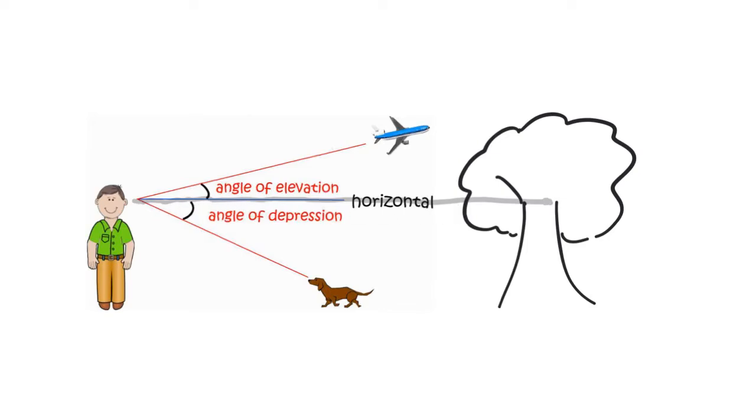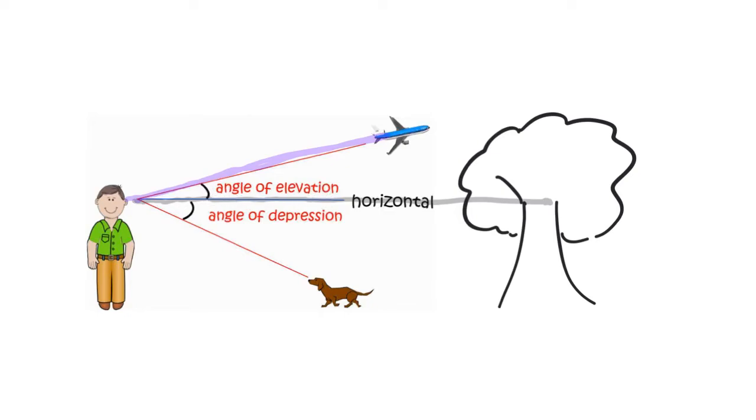Okay, perfect. But what if you try to look up at an airplane right here? So your line of sight is not gonna be straight anymore. You're gonna look up. So this purple line is gonna be your line of sight. But you create an angle between the horizontal line and your new line of sight to the airplane, right? And when you're looking above, that's gonna form an angle of elevation.